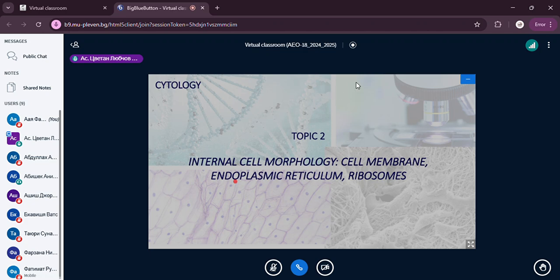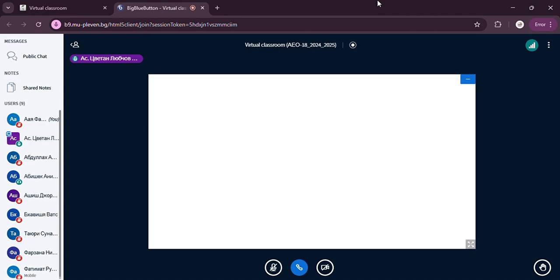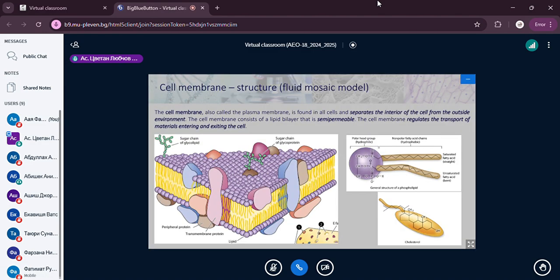Curriculum. Also, we continue with the second part. We're going to look at the mitochondria and Golgi apparatus, guys. Now, starting with the cell membrane, what do we need to know about the membrane?